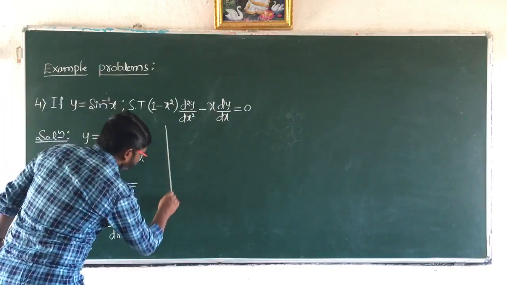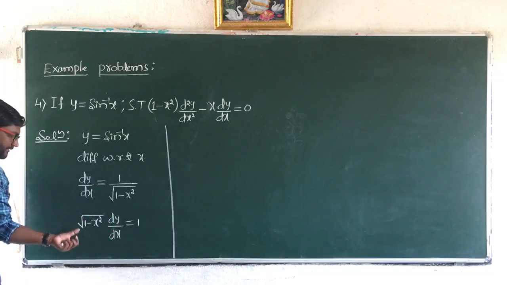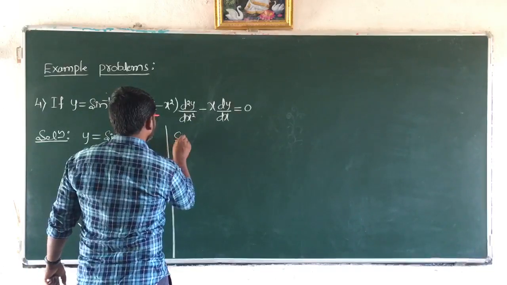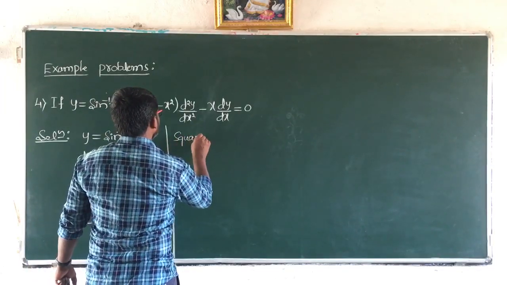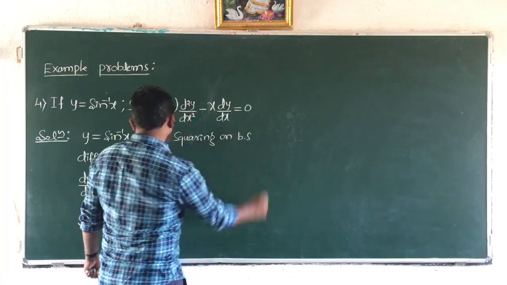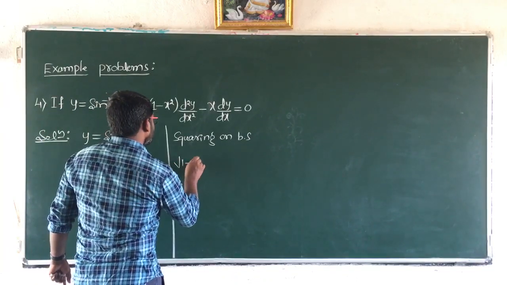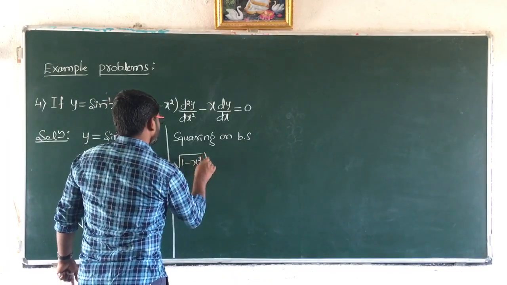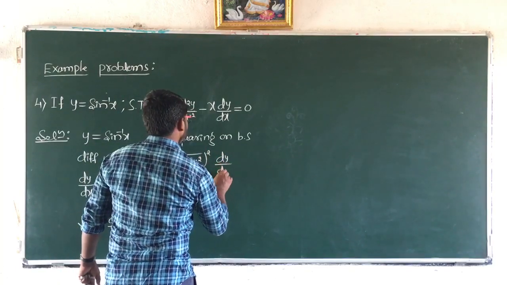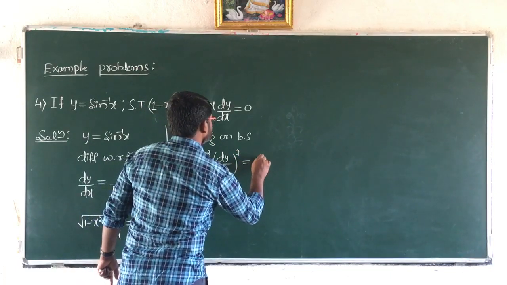So now square on both the sides. In order to eliminate the square root, we have to square on both the sides. Squaring on both sides. So what do we get now? So it is under root 1 minus x square the whole square into dy by dx the whole square, which is equal to 1 square.